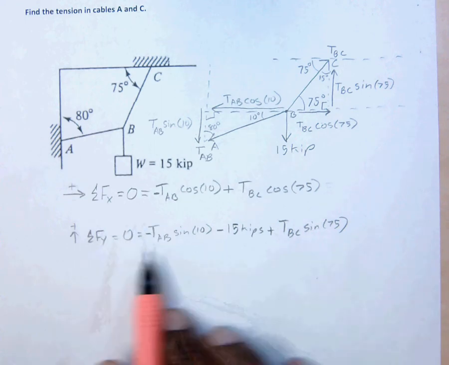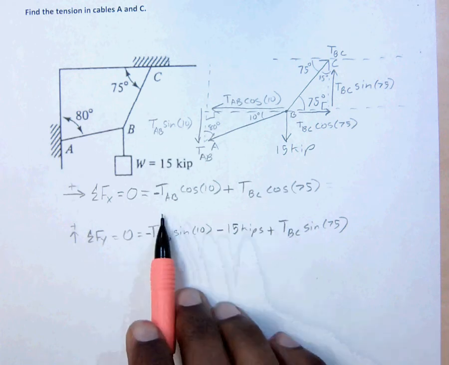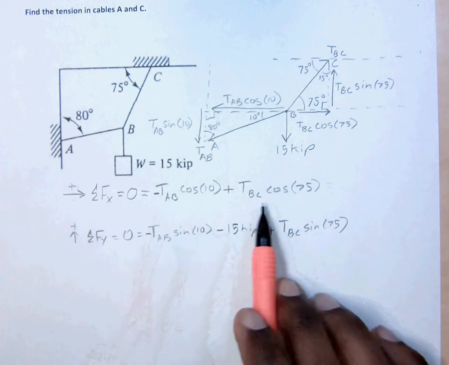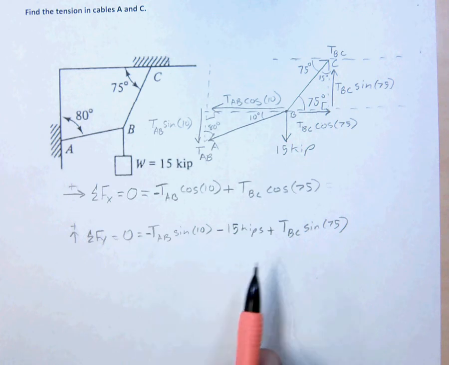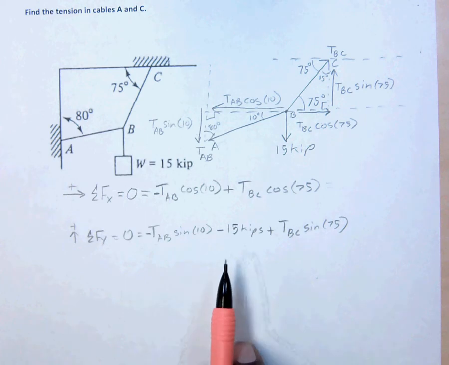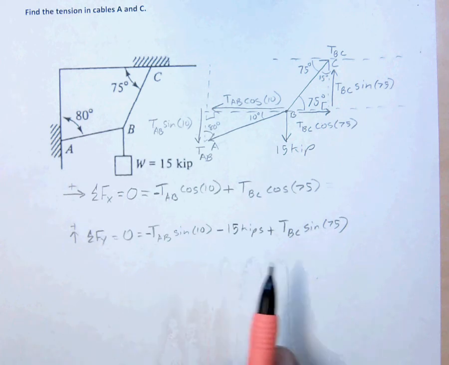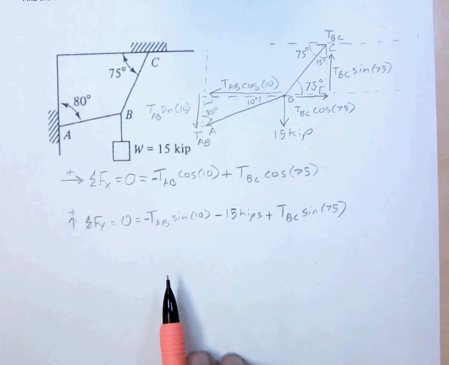So these are my two equilibrium equations. I have two equations and I have two unknowns. My unknowns are the tension in AB and the tension in BC. So I can solve this several different ways. I can do substitution. I could do Cramer's rule. I could even use the RREF function on my graphing calculator, reduced row echelon form. What I'm going to do for this particular video is I'm going to do substitution.